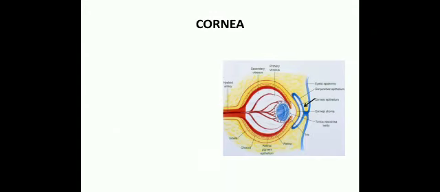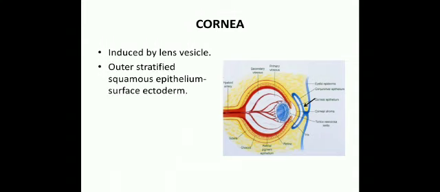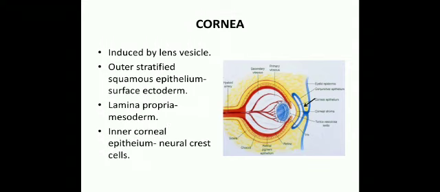So, development of the cornea: it is induced by the lens vesicle and derived from the following. The outer stratified squamous epithelium is derived from the surface ectoderm. The lamina propria is derived from the mesoderm, and the inner corneal epithelium is derived from the neural crest cells.